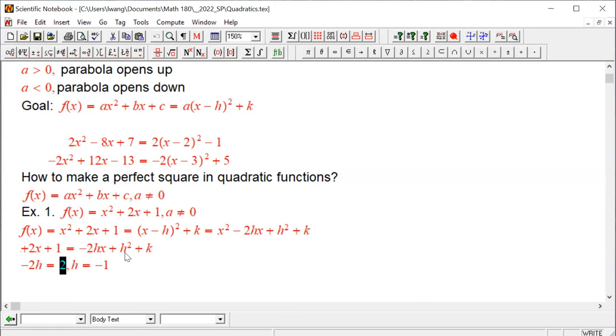If h is negative 1, and we know there's a constant piece, the constant piece should equal 1 on the other side. So this piece should equal that piece, and this piece equals that piece. That's what we did. Since we already know h is -1, we just have to find k. So h is -1.